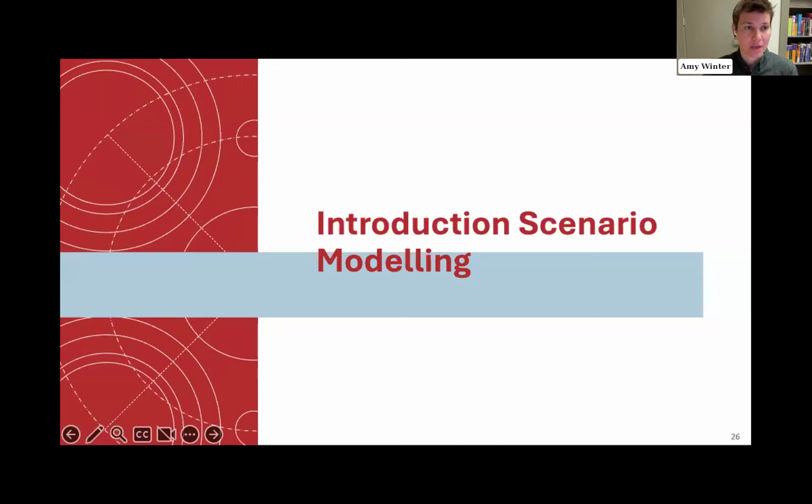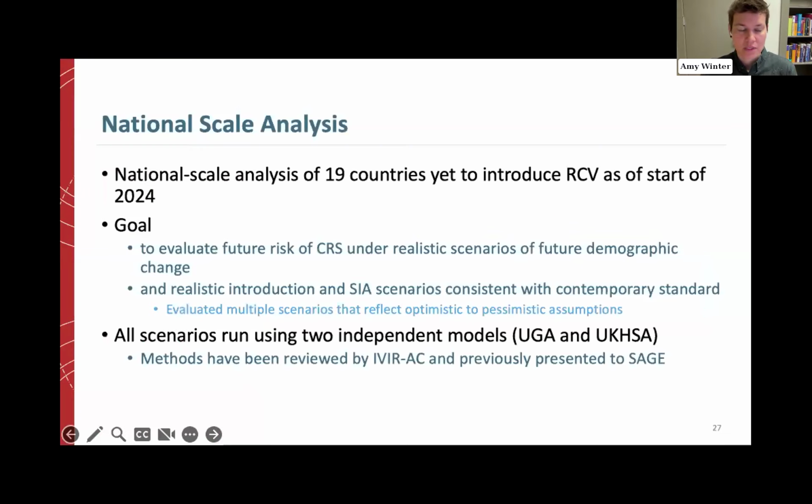This is something that evidence has been building over many years, but just making the point that if you do nothing, the problem gets worse. So now we'll present the results of modeling a range of introduction scenarios in the 19 countries that had yet to introduce RCV as of July 2024.